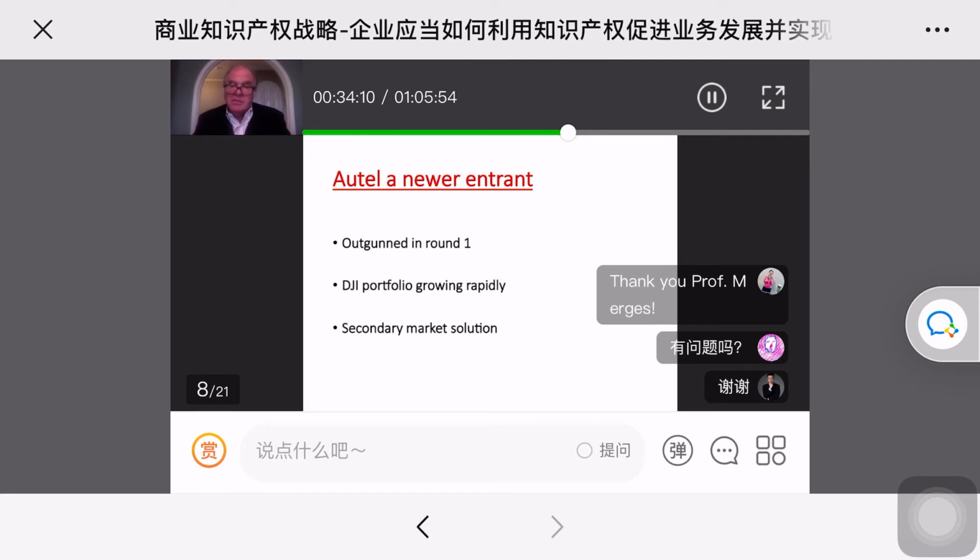So in this particular fight between the two companies, Autel, which is a robotics company, was the new entrant. They were the new player. And DJI was the established player that had been around for a while.